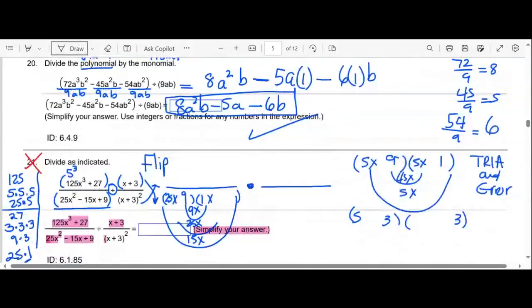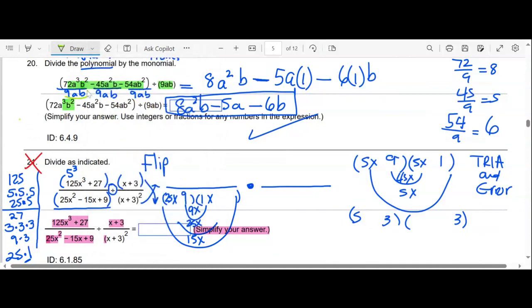Divide the polynomial by monomial. This is very easy. All you have to do is just take this and put it under each numerator. Okay, can you see that? Is this clear or not clear? So clear, inshallah.